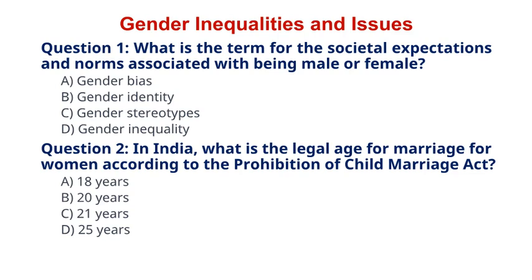Gender stereotypes. Question 2. In India, what is the legal age for marriage for women according to the Prohibition of Child Marriage Act? A. 18 years. B. 20 years. C. 21 years. D. 25 years. The correct answer for question 2 is option A.